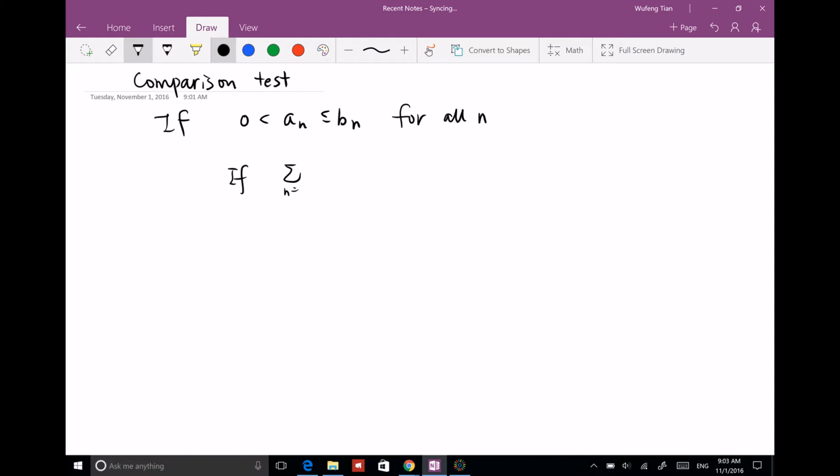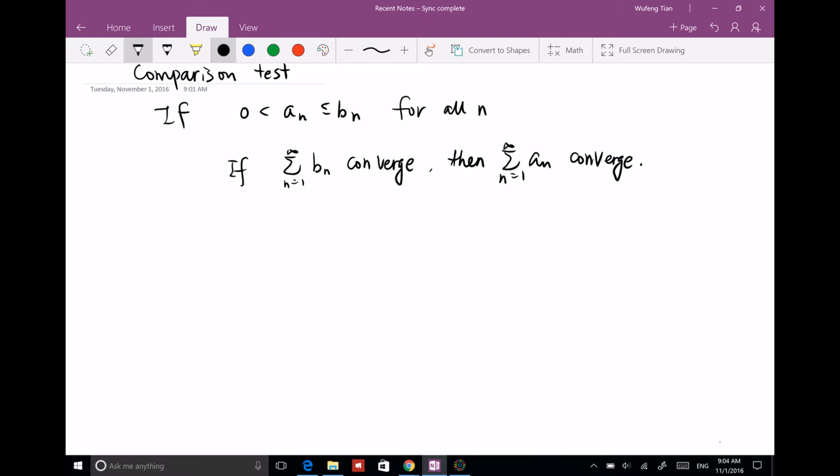If the series n from 1 to infinity, if the big one converges, then the small one converges. Then the sum of an converges because both are positive. If I don't have this 0 here, I cannot make that decision because an could go to negative infinity. But if both are positive, then bn is bigger, and bn is less than infinity, a constant, converging to a point. An is smaller than bn, so for sure, if you add all an together, it goes to a point as well. At least it won't go to infinity.